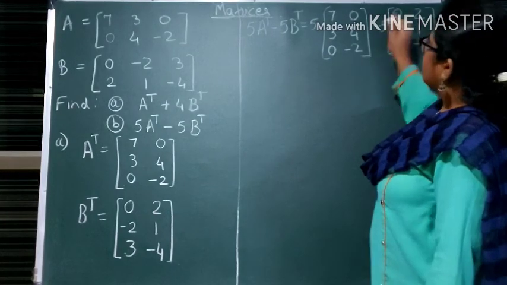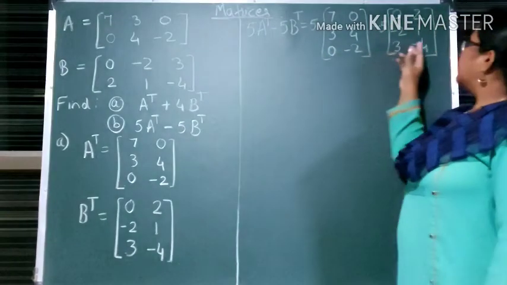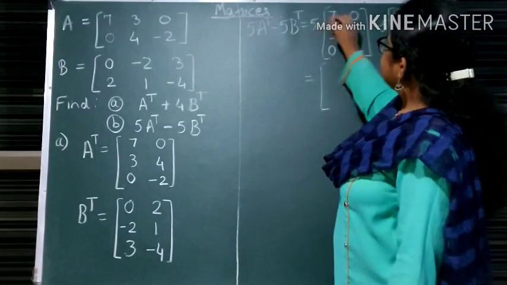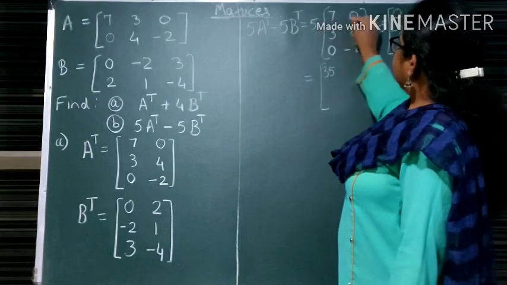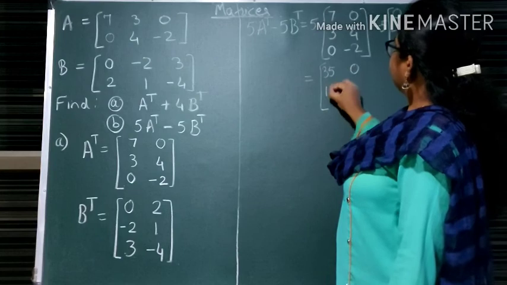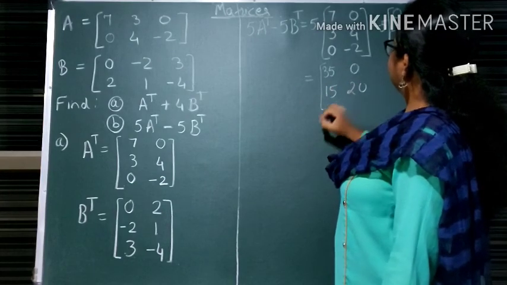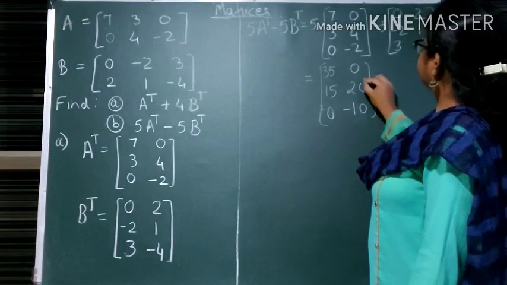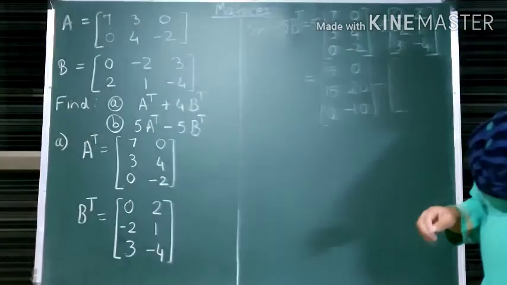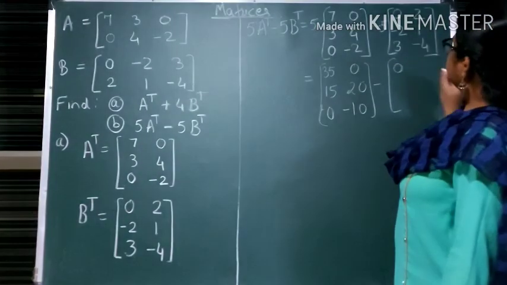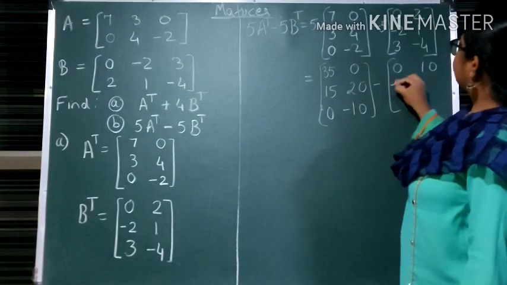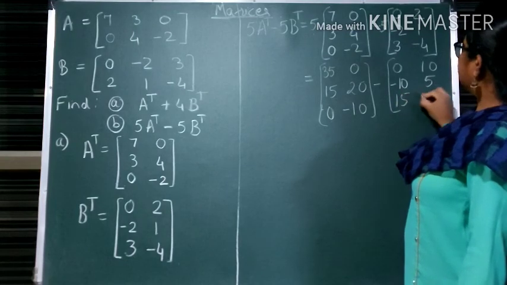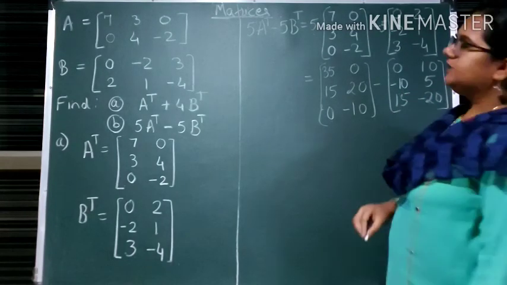First we will multiply this matrix by 5 and we also multiply this matrix by 5. So what you get is 7 5s are 35. 5 into 0 is 0. 5 3s are 15. 5 4s are 20. Then 5 into 0 is 0. 5 into minus 2 is minus 10. Multiply the next matrix also by 5. 5 into 0 is 0. 5 2s are 10. 5 into minus 2 is minus 10. 5 into 1 is 5. 5 3s are 15. And 5 into minus 4 is minus 20.